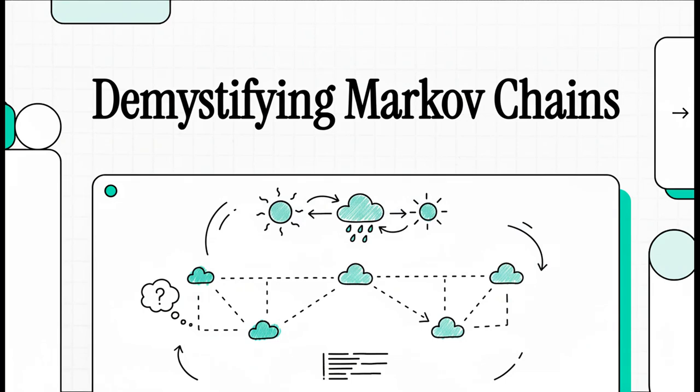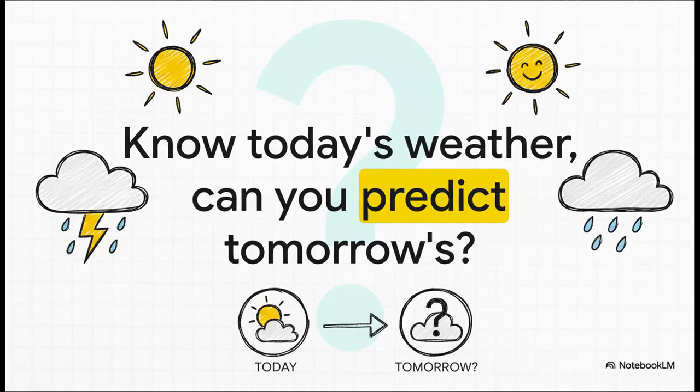Okay, so what if I told you that a few simple lines of code could kind of predict the future? Well, sort of. Today, we're going to pull back the curtain on this really cool concept called a Markov chain, and we're going to do it by playing a little game, the weather prediction game. Let's dive right in.